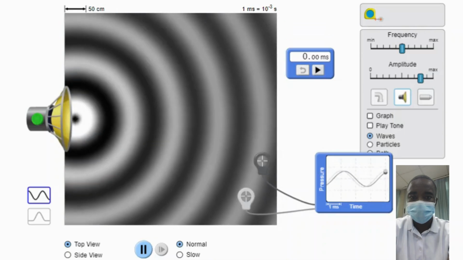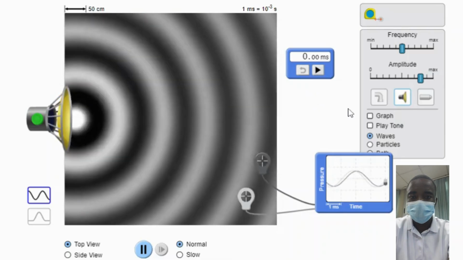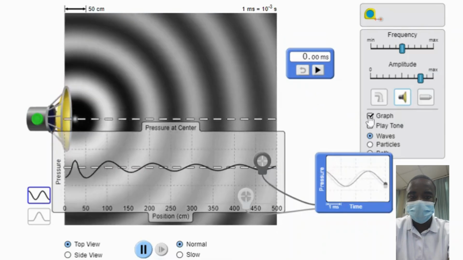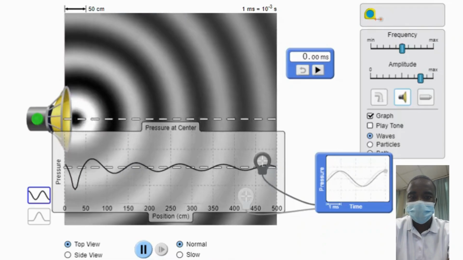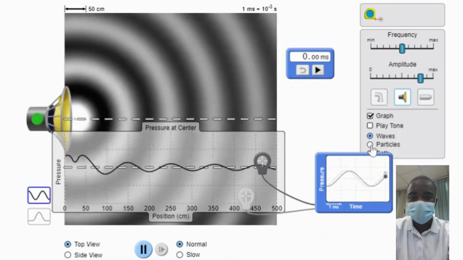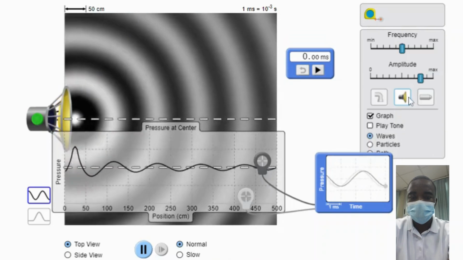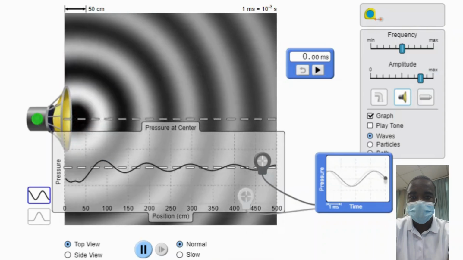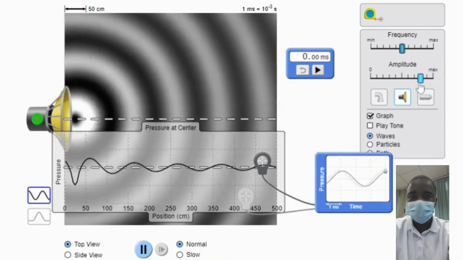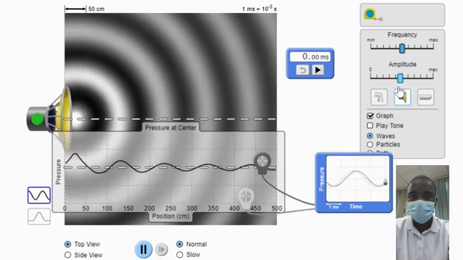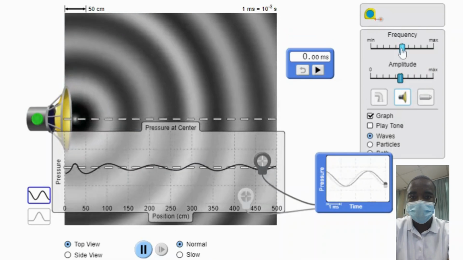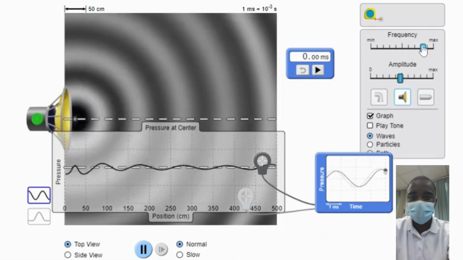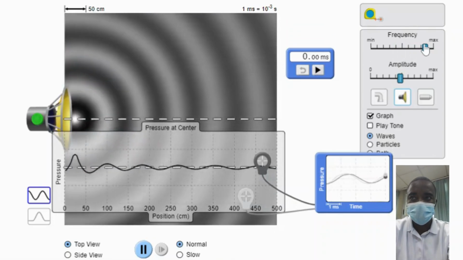Students can adjust the frequency and amplitude of the waves to observe how these parameters affect the wave patterns. By increasing or decreasing the frequency, students can see how the wavelength changes. Similarly, adjusting the amplitude allows students to observe how the height of the waves affects their behavior. This interactive feature helps students gain a deeper understanding of the fundamental properties of waves.